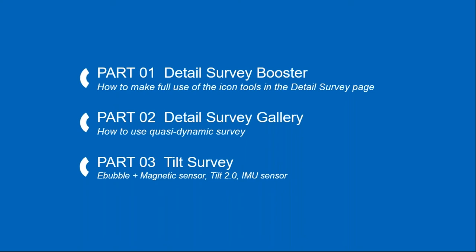Today we are going to talk about three basic functions of Hi-Survey with three parts. Part one is about the icons in the detail survey page: how to make full use of the icons in the detail survey page. Part two is about how to use quasi-dynamic survey. And part three, tilt survey.